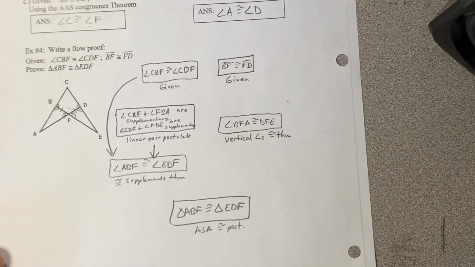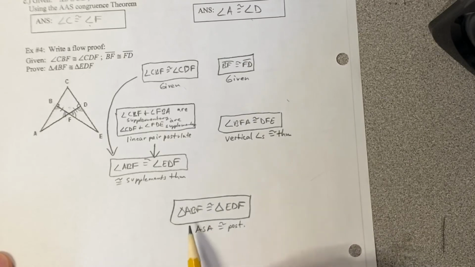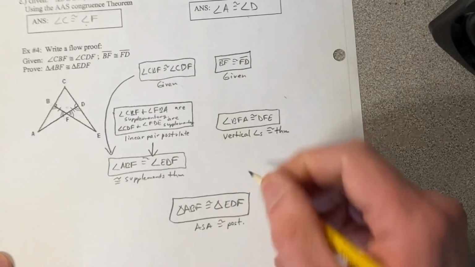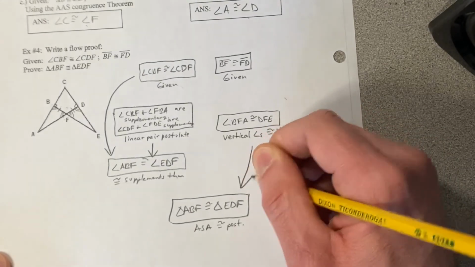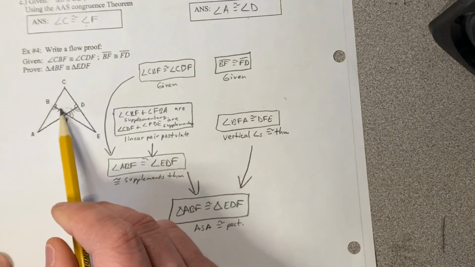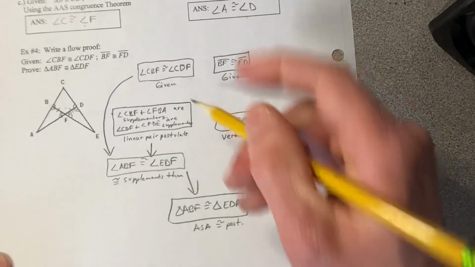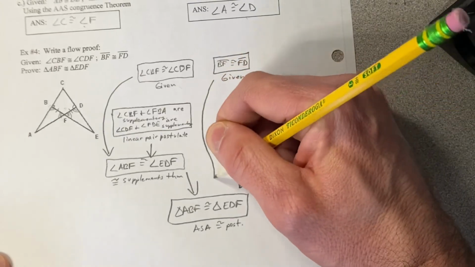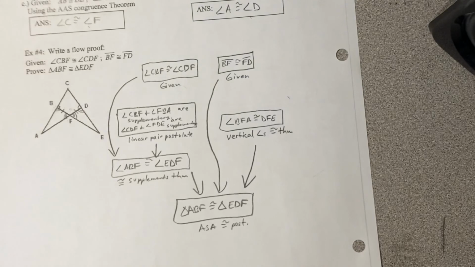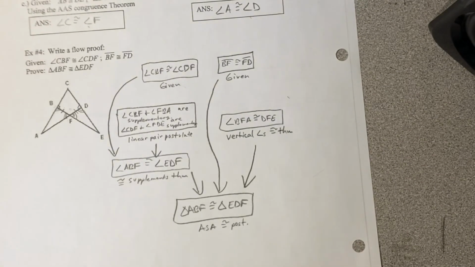Now we have to draw arrows to what led us to think this. We knew this because we had two sets of angles congruent, and we also knew a side that was included between them was congruent. Oh, there it is, way up there. Because of that right there. And boom, you've got yourself a flow proof showing that the triangles are congruent.